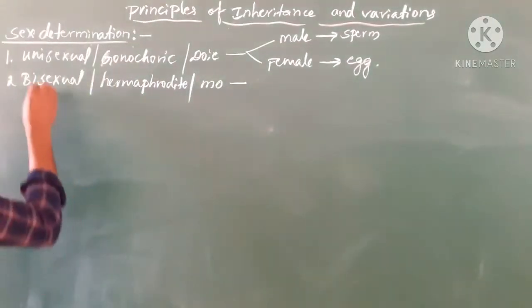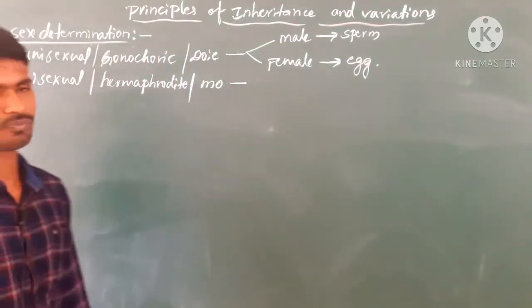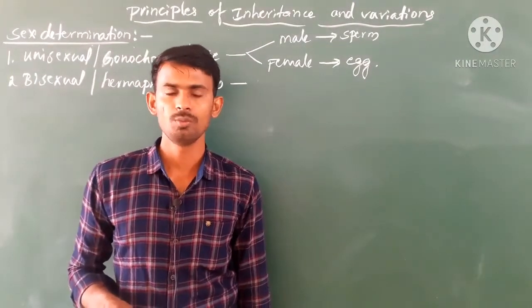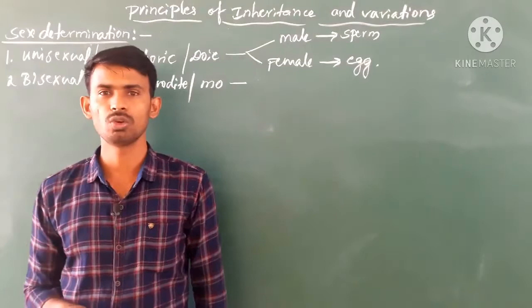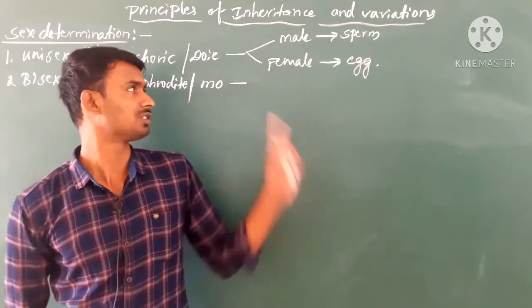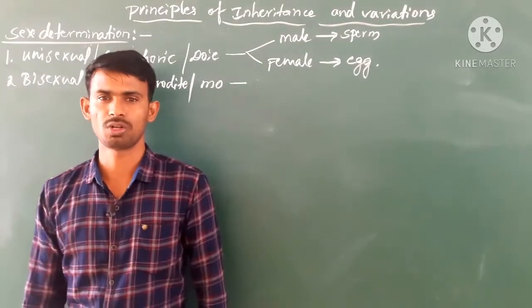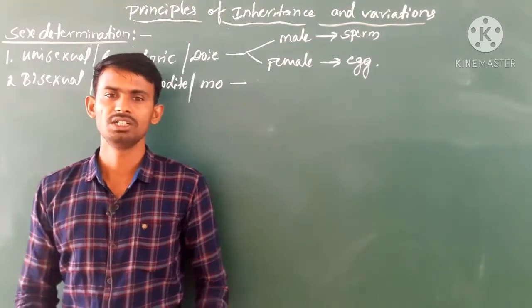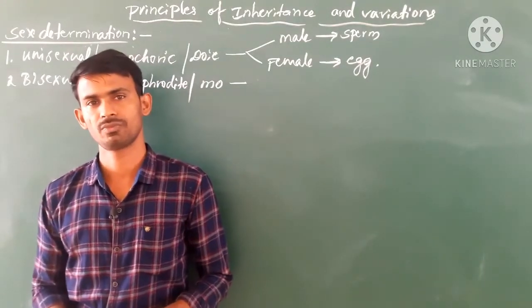Then move on to the bisexual organisms. A single individual having both male and female gonads, such an organism is called a hermaphrodite, or also known as monoecious.